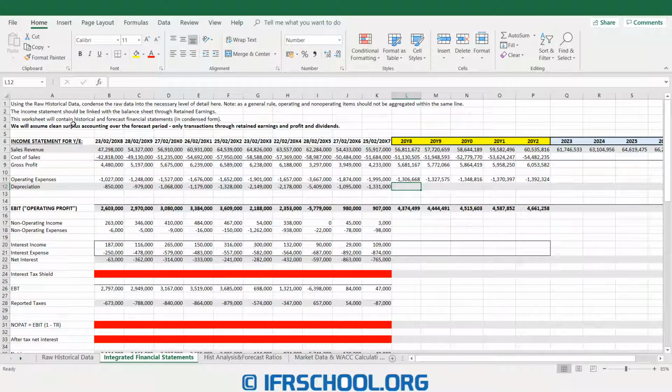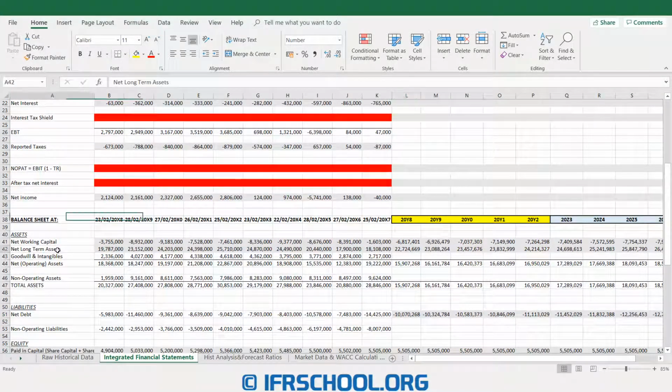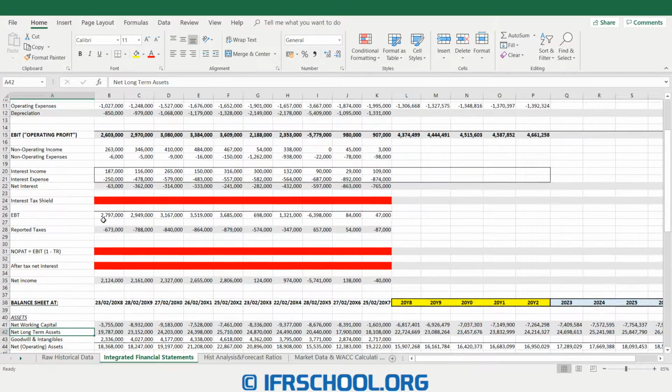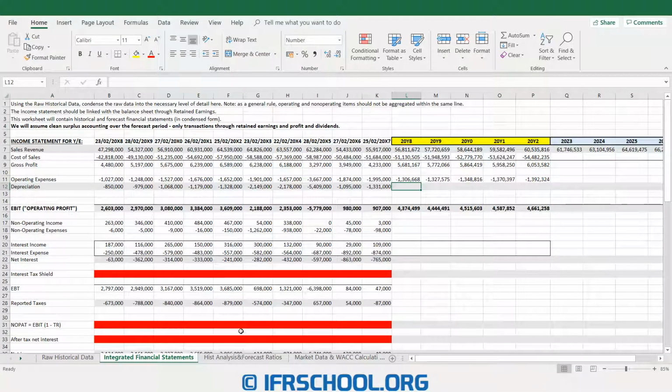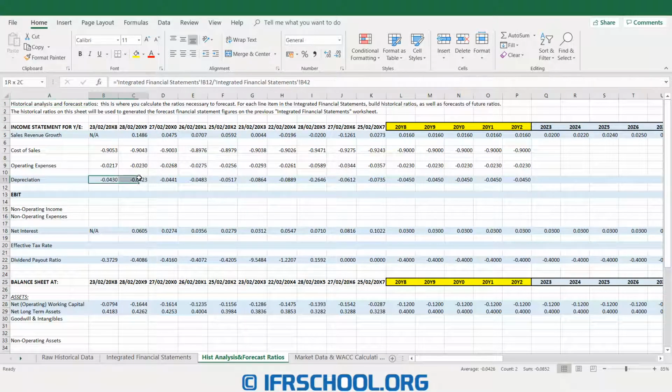We will now complete the income statement. I have assumed that the factor that drives the level of depreciation is the level of net long-term assets. We have already calculated the historical ratios of depreciation to net long-term assets. We use these historical ratios as a consideration when determining the forecast ratios over the detailed forecast period. I estimated that the level of depreciation over the detailed forecast period will be 4.5% of the net long-term asset balance for each forecast year.